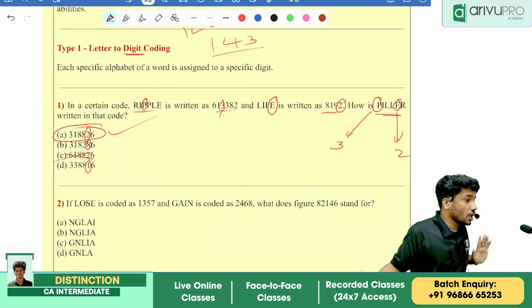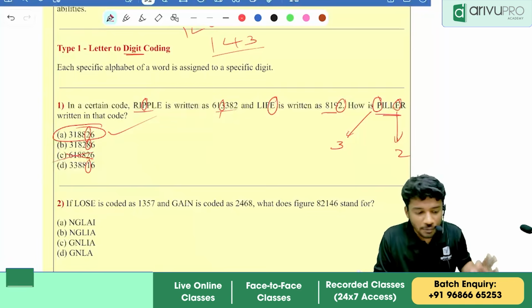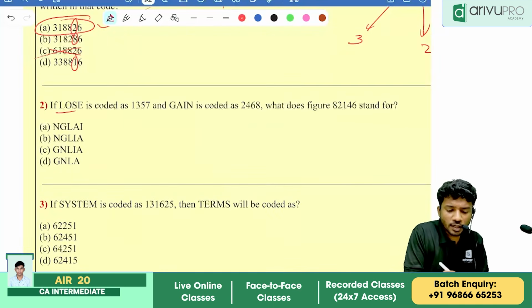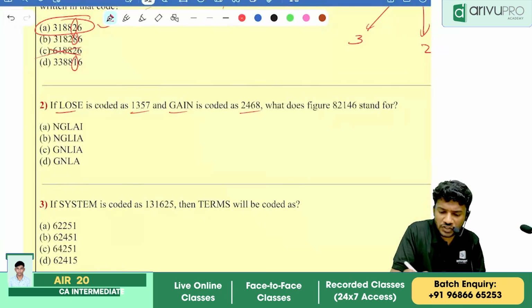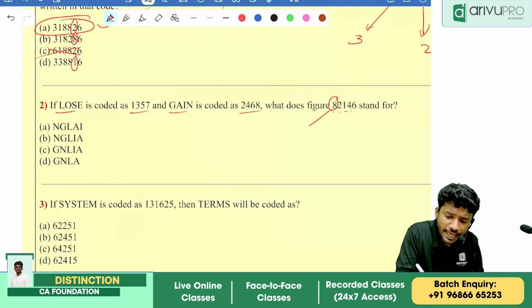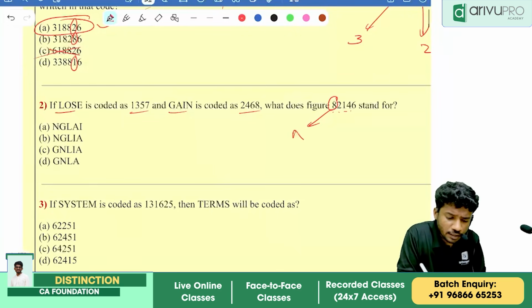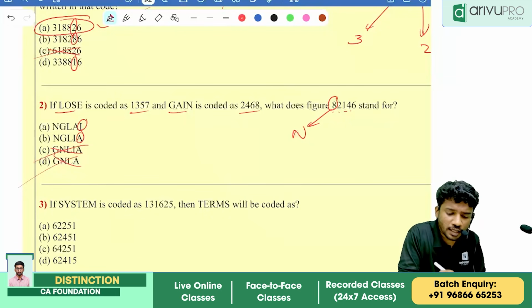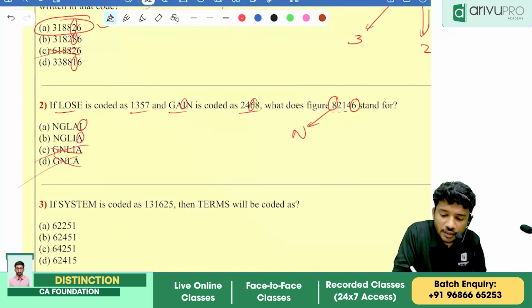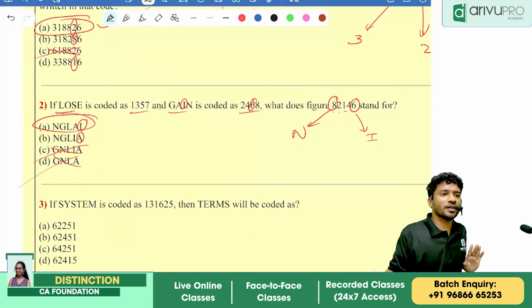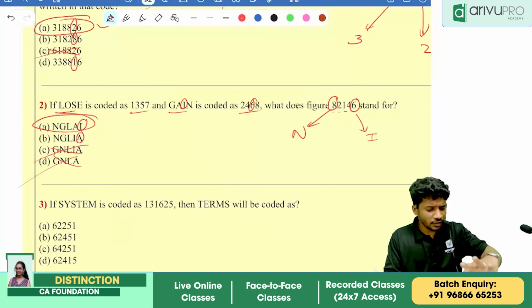This is the approach. We will not write everything and go for the exam. We will just check what is required for us. Look at the next code. Lose 1357, gain 2468. Then what is the code for 82146? Check. 8 is what? N. That means option D is gone. C is gone. Now we will check the last one. Last one is 6. What is the corresponding letter for 6? I. So it should be I. Which option? Option A. This is the method. We will not write from A, B, C, D everything.